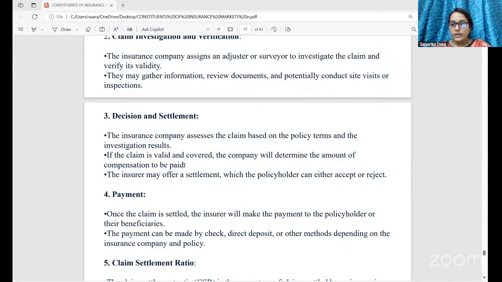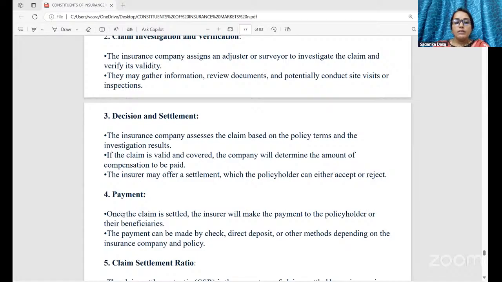If after verification it is found that the claim is valid and it is covering the insurance policy, then the amount will be compensated and the amount will be paid to the policyholder. And the insurer may offer a settlement which the policyholder can either accept or reject.